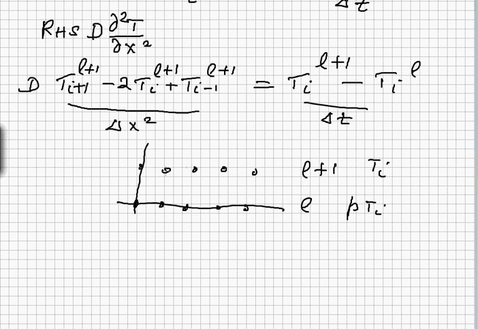If I want to find the value here, I'm going to use these computational molecules. I'm going to use Ti plus 1 at L plus 1, these are all at L plus 1, Ti at L plus 1, Ti minus 1 at L plus 1, and Ti at the Lth level, or Pti level. So this is the new computational molecule we are going to use.